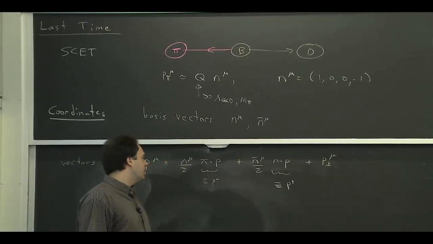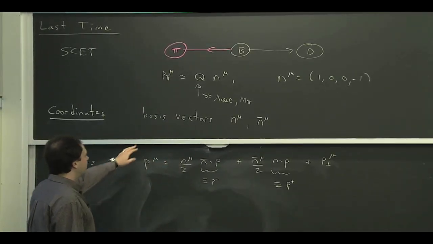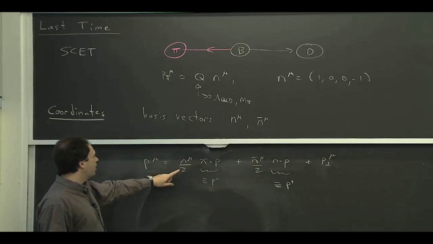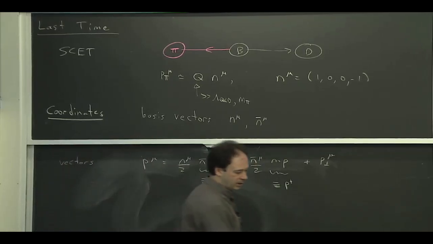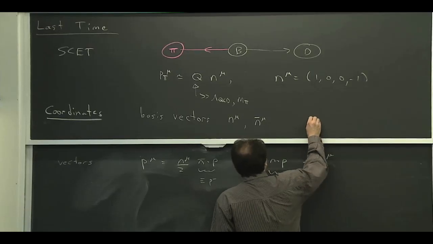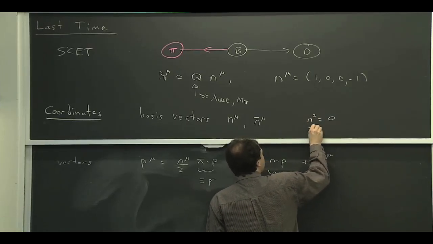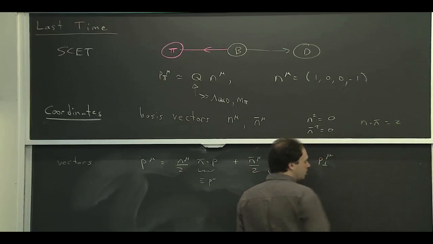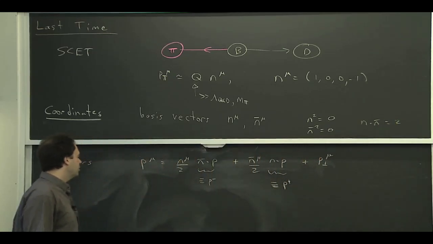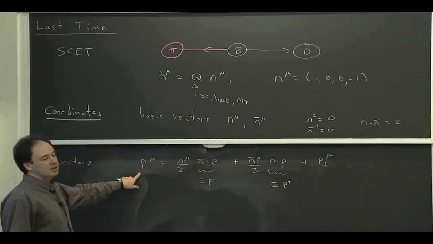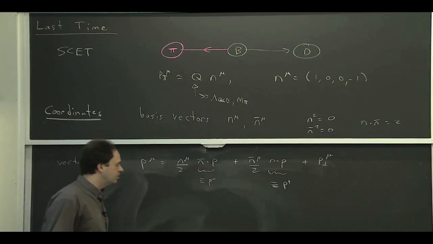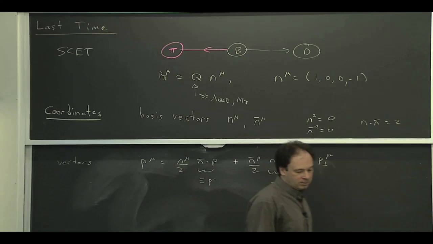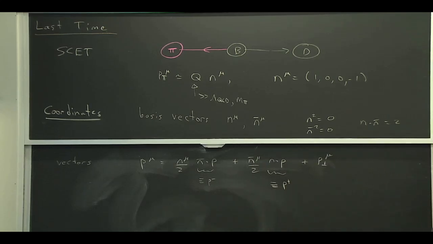That was a motivation for us to use light cone coordinates, so we introduce an n and an n bar. With that n and n bar, which satisfy n squared = 0, n bar squared = 0, and n dot n bar = 2 as a normalization convention, we can decompose any momentum, p^mu, in terms of components along n, n bar, and then the remaining two components, which we call the perpendicular components.